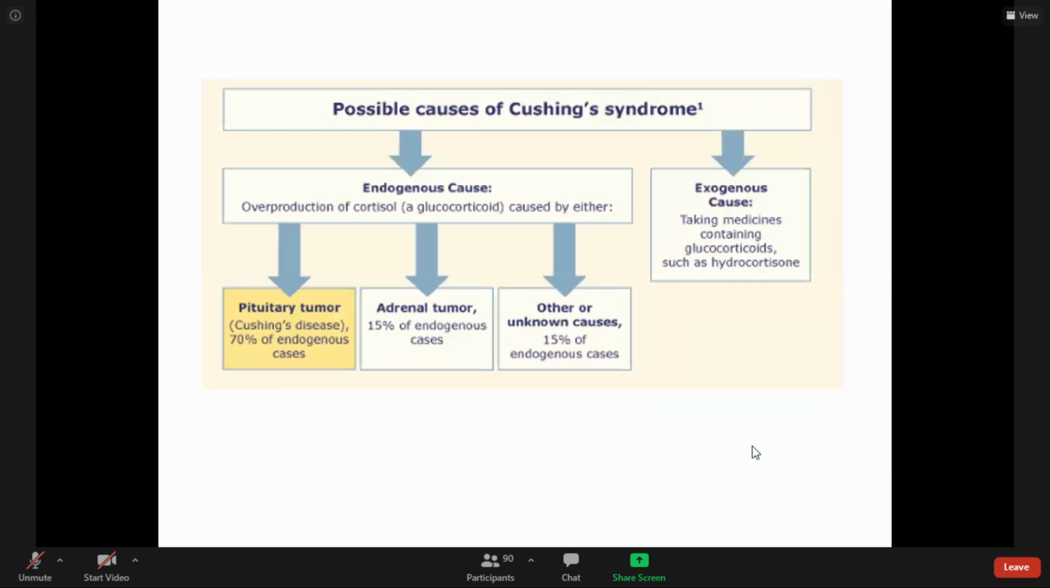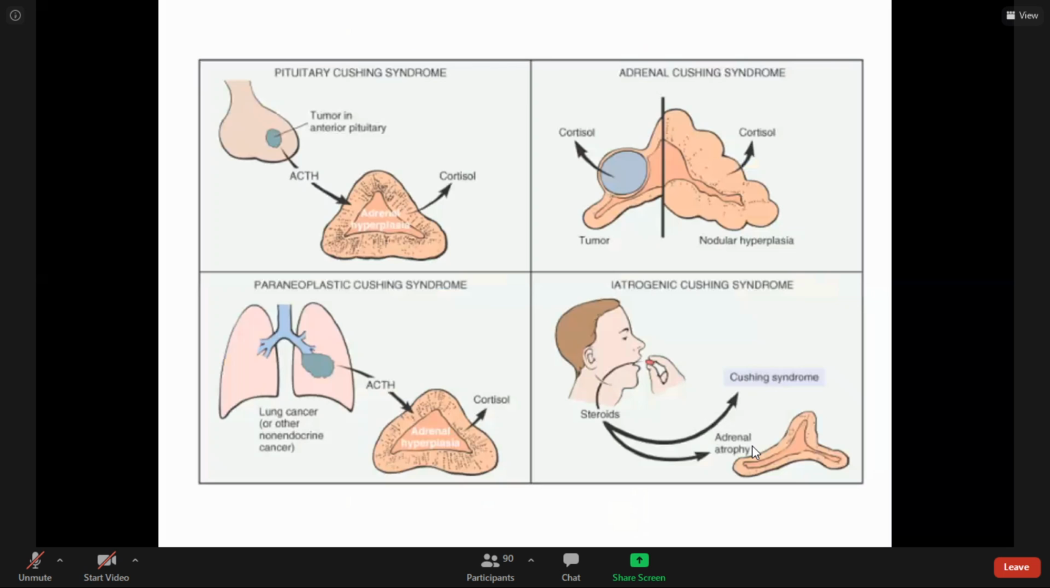Similarly, in case of paraneoplastic or ectopic cause, what happens is that other non-endocrine tumors such as lung cancers stimulate the release of cortisol, and it is also associated with an increase in the ACTH level. Likewise, in case of iatrogenic, when a person consumes too much steroid, it leads to Cushing syndrome, but there is adrenal atrophy in iatrogenic. In most cases there is adrenal hyperplasia, but in iatrogenic there is adrenal atrophy.